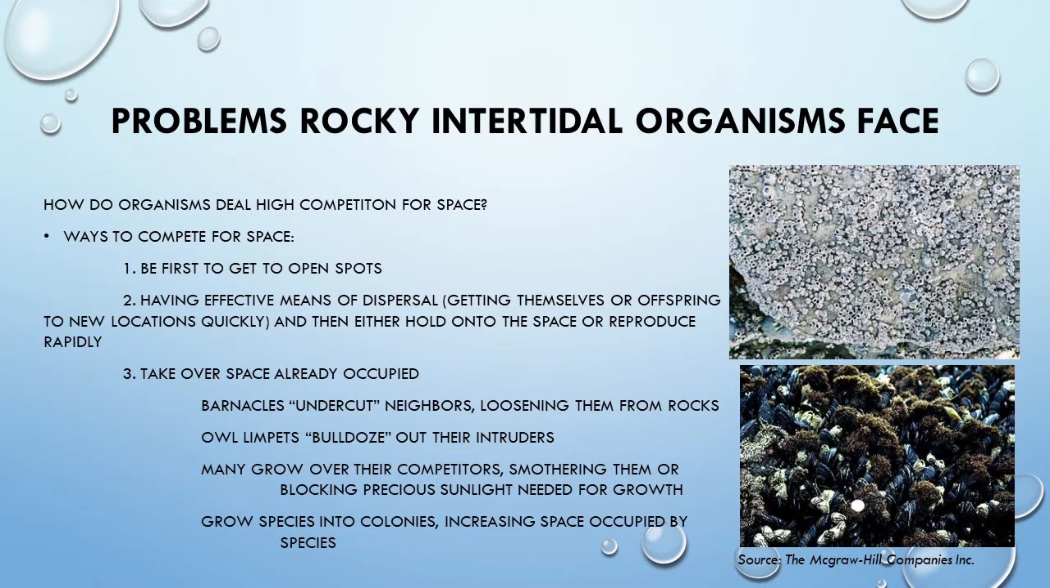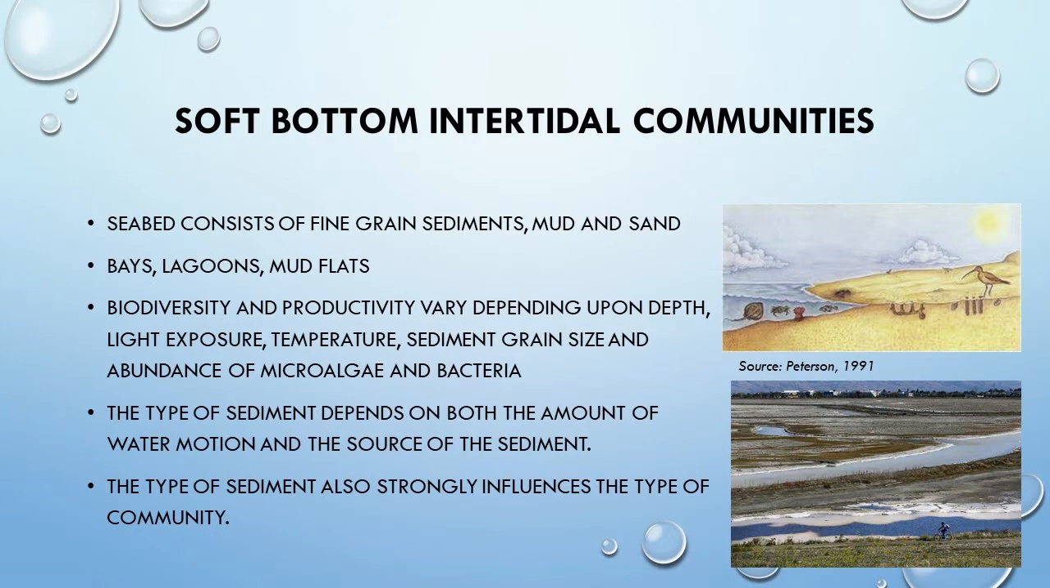space occupied by species. Soft bottom intertidal communities, a seabed that consists of fine-grained sediments, mud, and sand, usually are the bays, lagoons, and the mudflats. Biodiversity and productivity vary depending upon depth, light exposure, temperature, sediment, grain size, and abundance of microalgae and bacteria. The type of sediment depends on both the amount of water motion and the source of the sediment. The type of sediment also strongly influences the type of community.